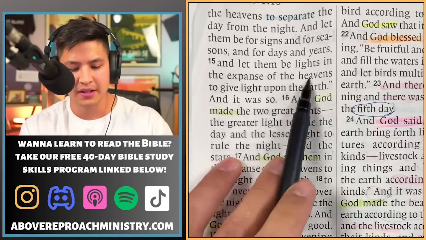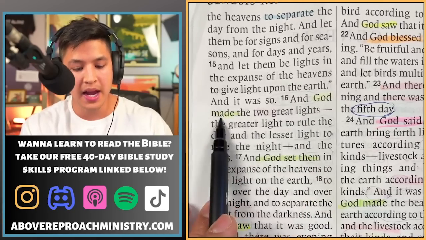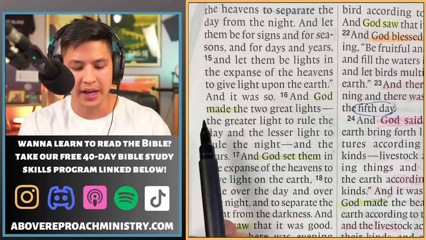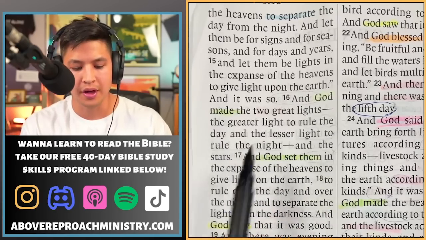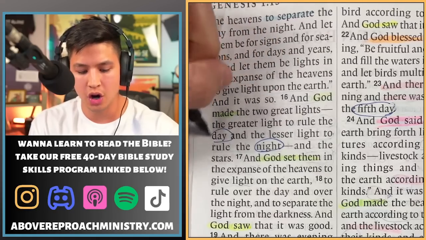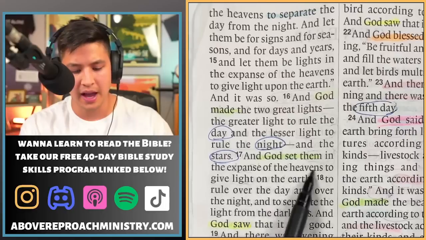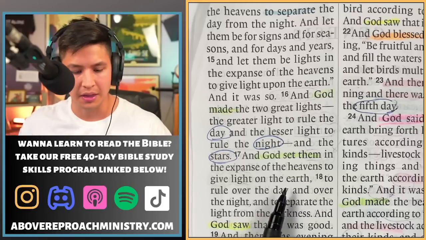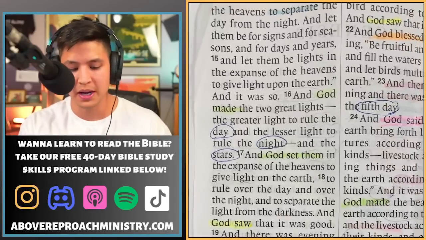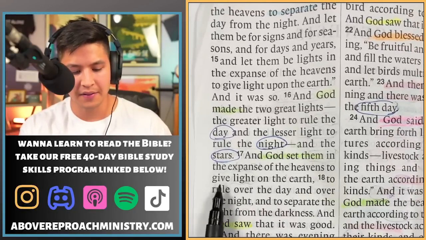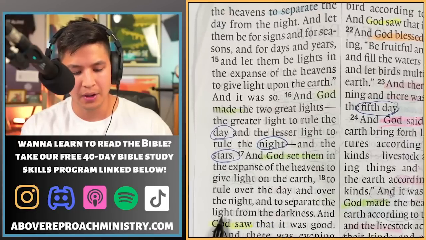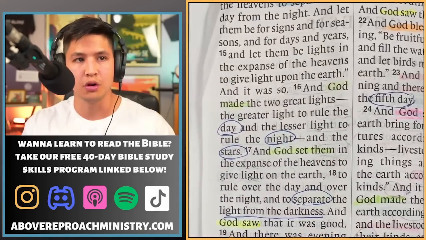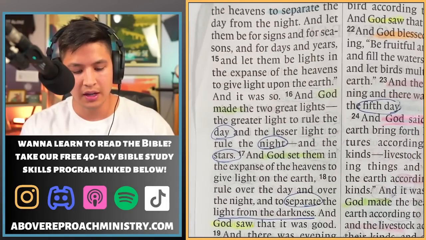"And let them be lights in the expanse of the heavens to give light upon the earth." And it was so. And God made the two great lights. This is one of the days where we see God create, God making something. He made the two great lights, the greater light to rule the day and the lesser light to rule the night. Okay? And then you have the stars. And God set them in the expanse of the heavens to give light on the earth. Remember how I said God creating is setting things in place, setting boundaries, separating things, organizing the world as it should be, structuring. God set them in the expanse of the heavens to give light on the earth, to rule over the day and over the night, and to separate the light from the darkness. Once again, there's this emphasis on separation between light and darkness that the sun and the moon play a role in. And God saw that it was good, and there was evening, there was morning, the fourth day.